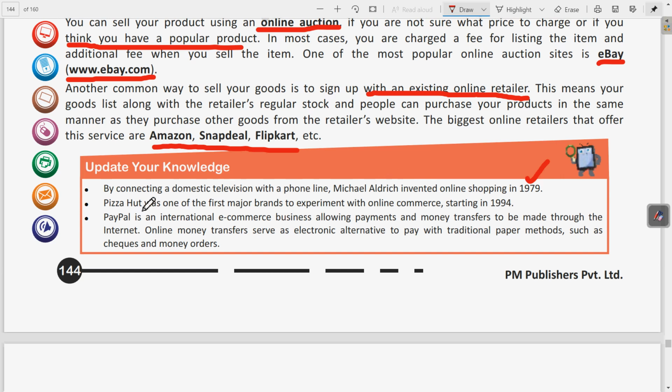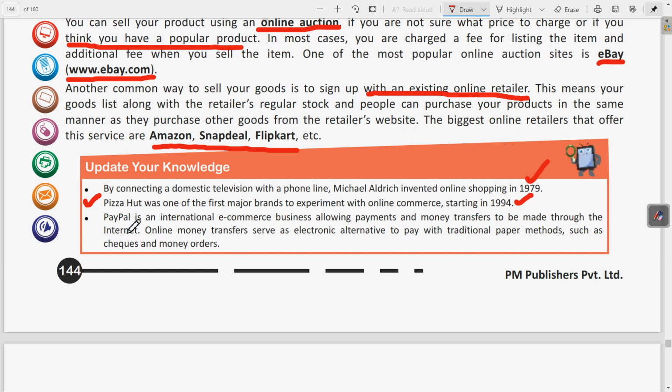Clear? Next, Pizza Hut was one of the first major brands to experiment with online commerce, starting in 1994. So as a business, one of the brands which started this concept of online commerce was Pizza Hut. Clear? We are all familiar with these services. We also order different food items. Pizza Hut provides pizza in various countries. So this was started in 1994.